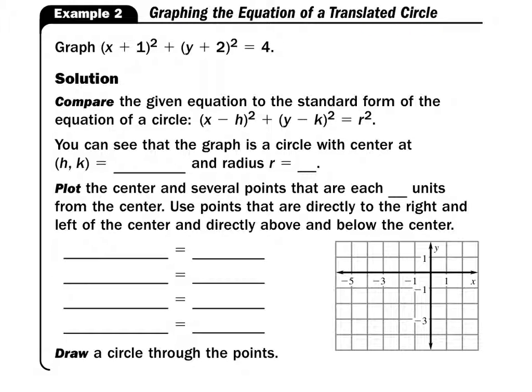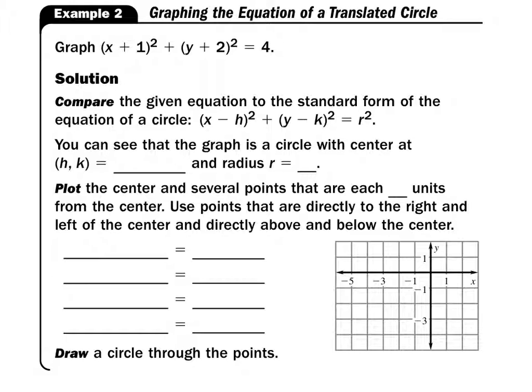So our translated circle has the form (x minus h) squared plus (y minus k) squared equals r squared, where r is the radius. There's our standard form right there. They gave us the equation (x plus 1) squared plus (y plus 2) squared equals 4. So we want to compare the given equation to the standard form of the equation of a circle.